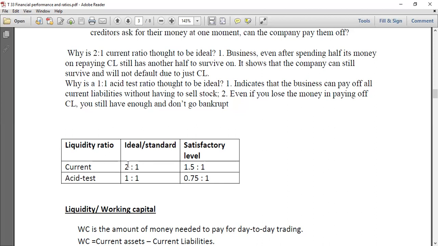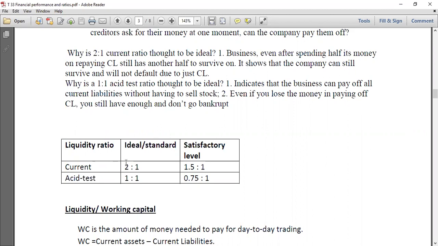But there is a satisfactory level also. Satisfactory level means you must have at least 1.5 or above, 1.5 current assets to 1 current liability, right? That's a satisfactory level. The problem comes if the current ratio goes below the 1.5 level, let's say 0.5 or something, then there is a huge liquidity issue in the business. On the other hand, if you go more than 2, that's also bad.